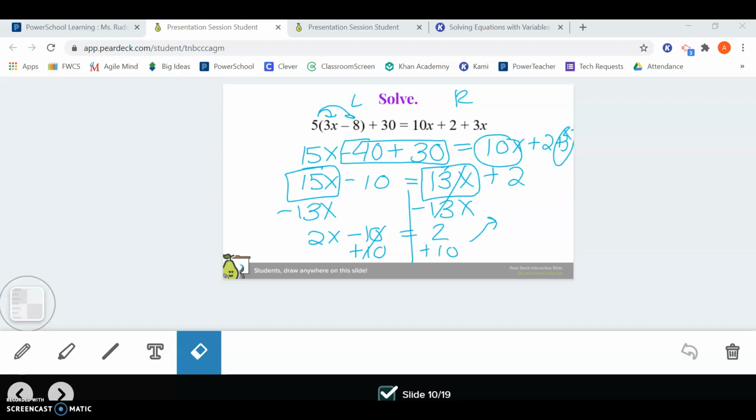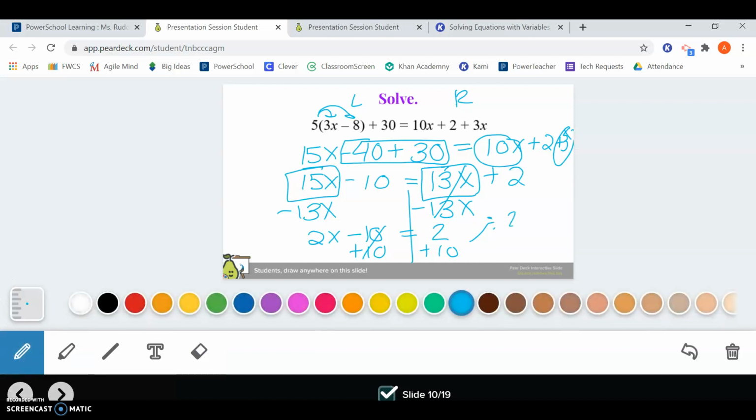So I ran out of time there, so I'm going to keep going. So over here now I'm going to solve. I added 10 to both sides. Over on the left, I'm left with 2x. So I have 2x equals 2 plus 10, which is 12.